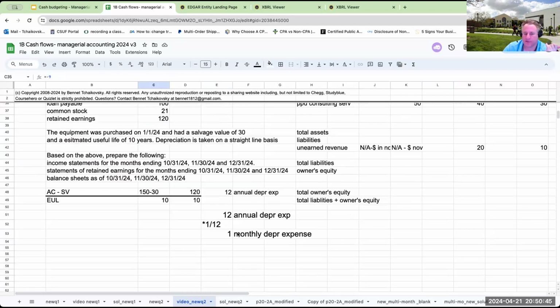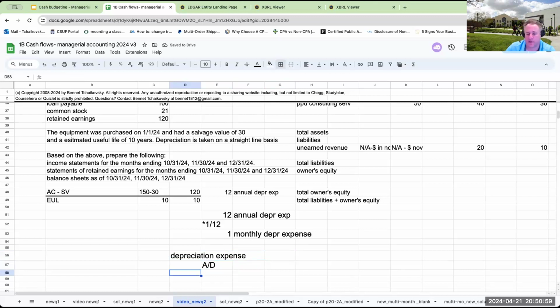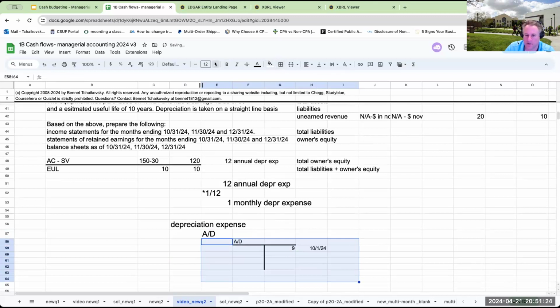So when we look at this, and remember, with accumulated depreciation, how do we record depreciation expense? We're debiting depreciation expense. We're crediting accumulated depreciation on that equipment. What type of account is accumulated depreciation? It is what we call a contra asset account. It's going to have a credit balance. So over here on 10/1/24, before we took any, it had a credit balance of 9, right?